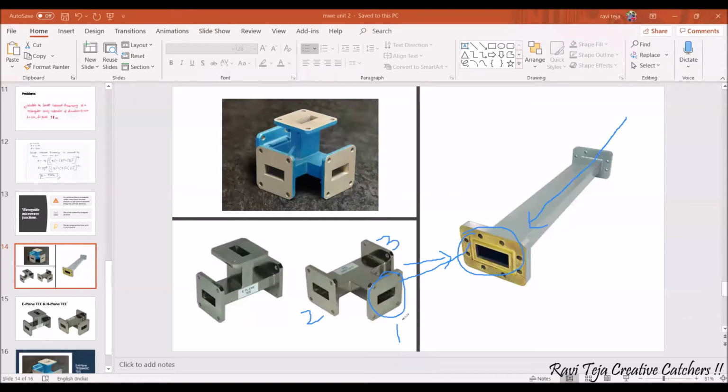Now whenever I have connected this port 1 to this waveguide, what is the expected output of the splitting of the microwave energy?